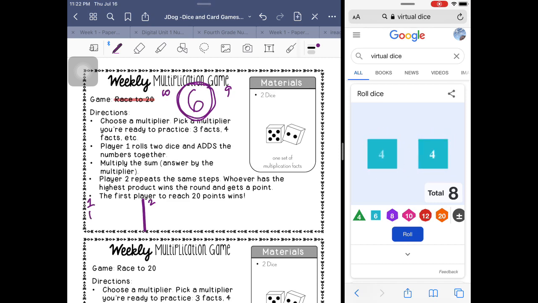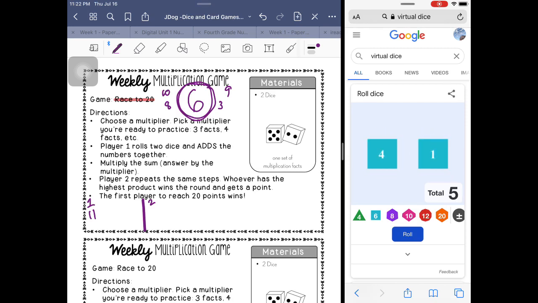Roll again. We have 8. 8 times 6. Oh gosh, this is my hard one. 8 times 3 is 24, so another 8 times 3 would be 48. Player 2 has 3 times 6, which is 18. I got the bigger number, so I get another tally.